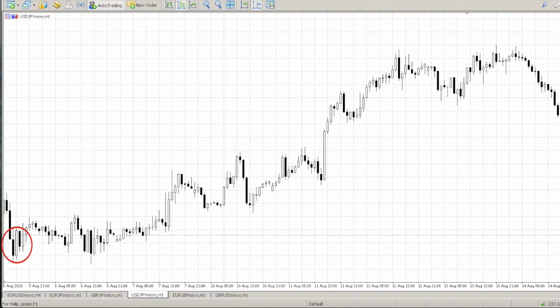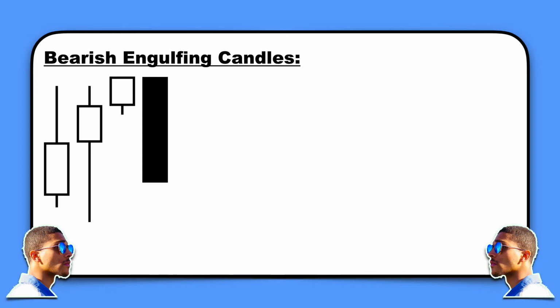Let's see how they look on a chart. The market was in a long-term uptrend, and as the market retraced, bullish engulfing candles appeared and the market continued in the up direction. The bearish engulfing candle is the opposite of a bullish engulfing candle. It is a bearish potential market reversal.